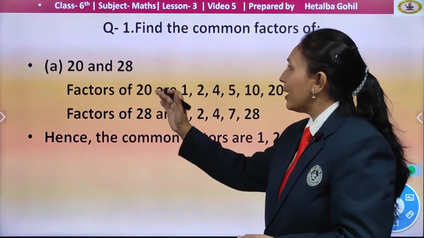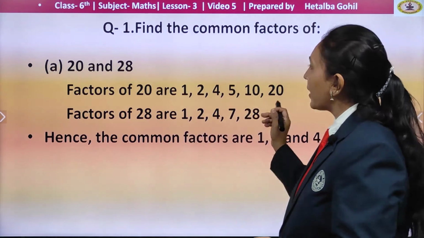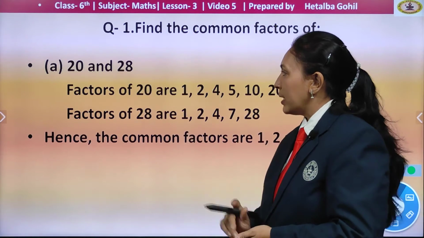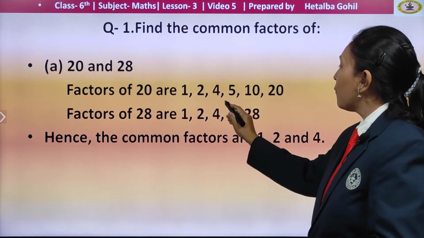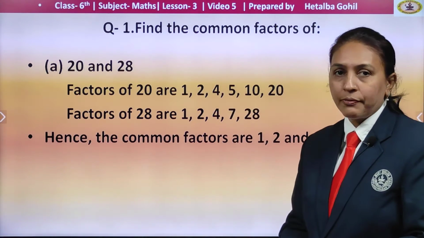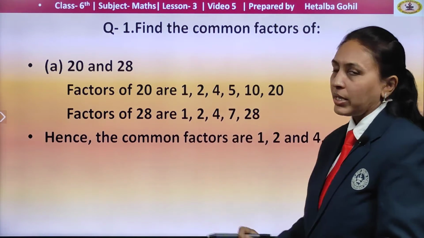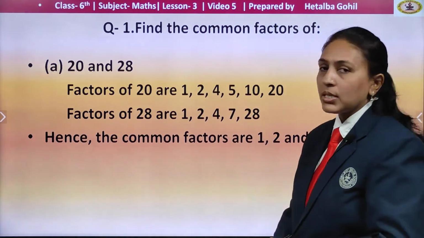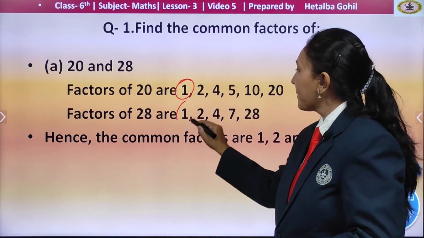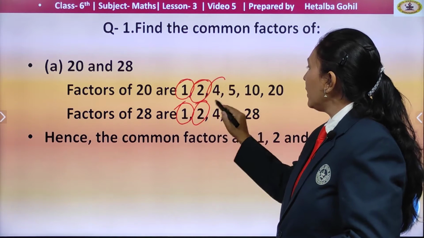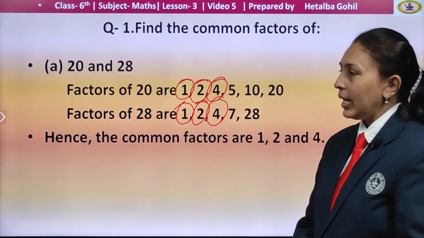So using that concept, let us start with the next question number 1, that is find the common factors of 20 and 28. First of all, we will list out the factors of 20, that is 1, 2, 4, 5, 10 and 20. For 28, I have 1, 2, 4, 7, 14 and 28. Now, after listing the factors of 20 and 28, which are the common among them? You can see 1, 2 and 4. These are the three common factors of 20 and 28.